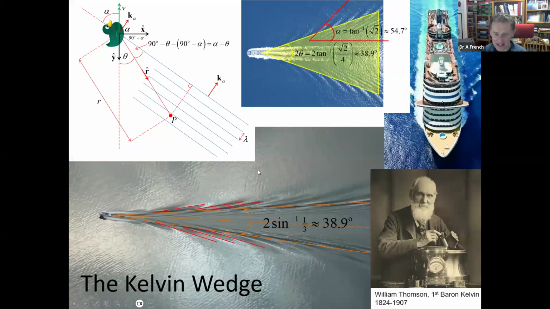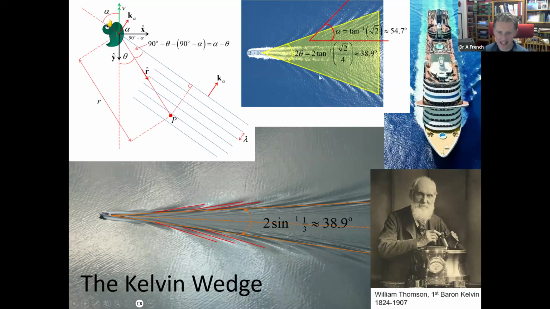So what is the Kelvin wedge? Well, it looks like this. And there's first Baron Kelvin, William Thomson. Amazingly, the Kelvin wedge is about 38.9 degrees, and that's the angle of this triangular wake. You can also work out the angle of the wavefronts, which is about 54.7 degrees. It's the inverse tan of root 2. And this one is 2 times the inverse tan of root 2 over 4.